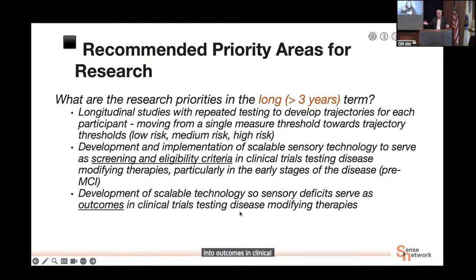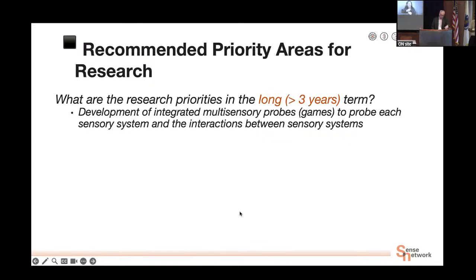Does changing tau, does changing amyloid improve or stabilize sensory functioning? We can use these sensory tests to probe these circuits that are vulnerable in these neurodegenerative diseases. And finally, can we then take these together and form one tool, games, that would incorporate vision, hearing, olfaction, balance, etc., and be ready to embrace the new generation that's coming into the risk profile, as we heard earlier, where we're looking at people in their 50s who are comfortable with games.